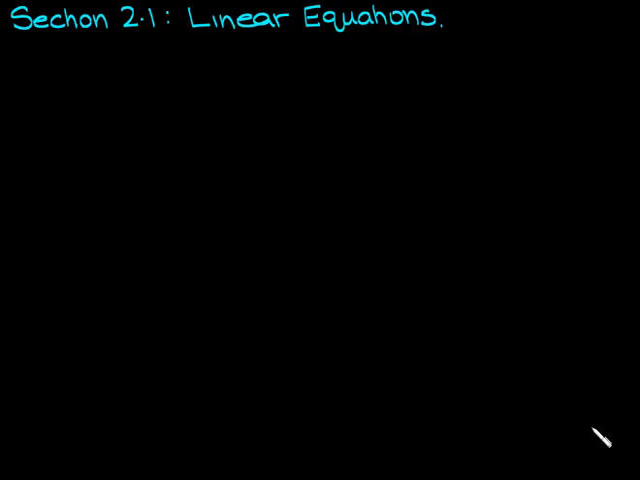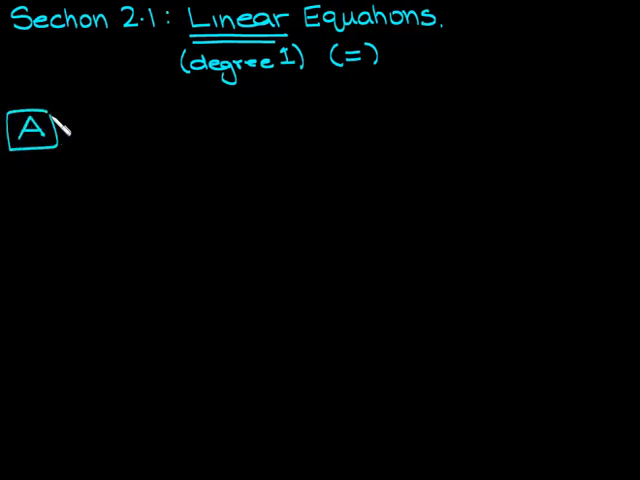Section 2.1 on linear equations. So in this section we're going to talk about linear equations. Linear, again in math, is a fancy word for degree 1. An equation is any algebraic expression that has an equality in it. So we're talking about linear equations in this section, so let's get started.